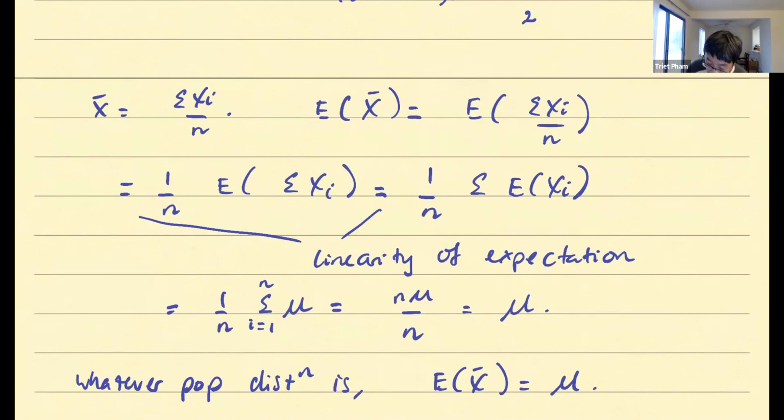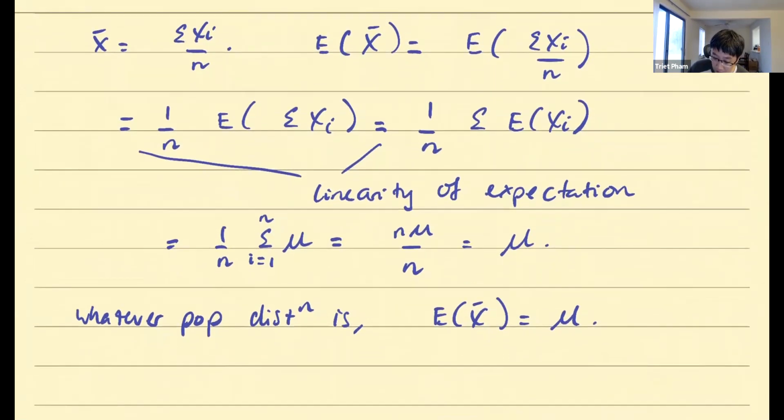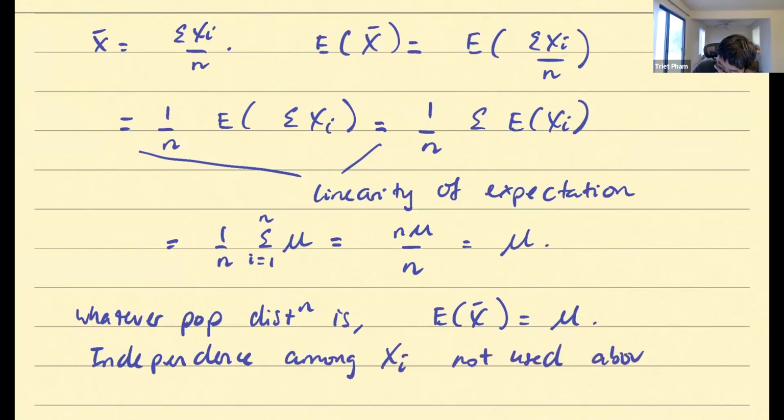Also notice that the above calculation does not require an independent sample. Independence among the xi was not used, which is fine, the assumption is still there. If you don't use it, the result is still valid; it doesn't mean that not using it makes it invalid. So this calculation is true whether or not the samples are independent of each other.